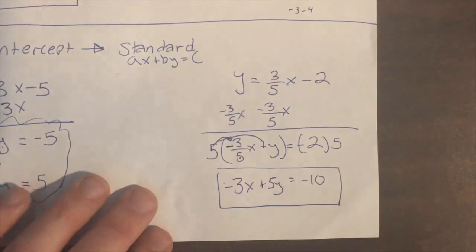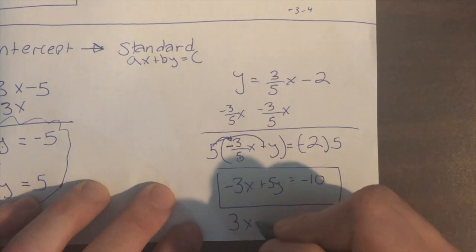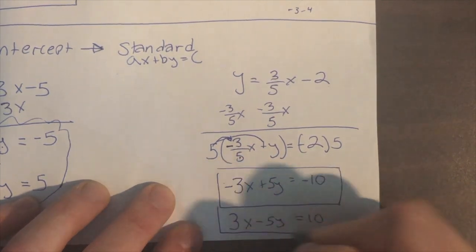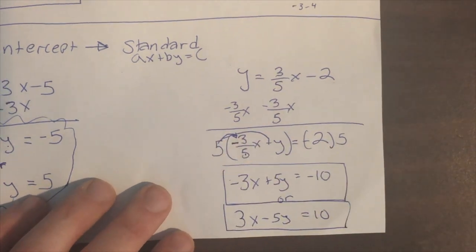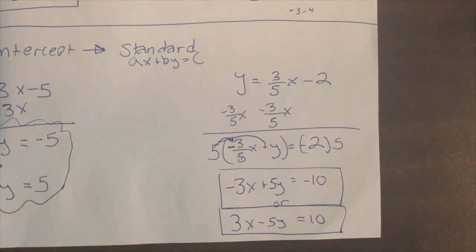Sometimes people will argue that x has to be positive, so you could also write 3x minus 5y equals 10. Again, these are equivalent. Either one is correct. It just depends on the conventions that people would have you follow.